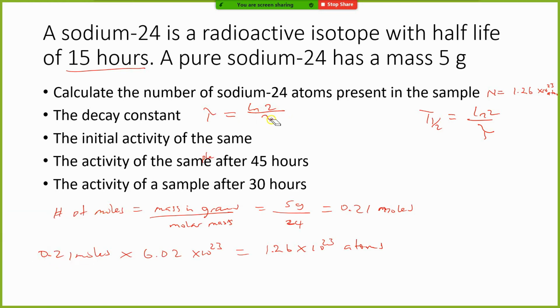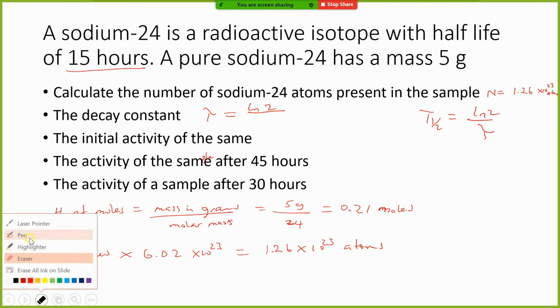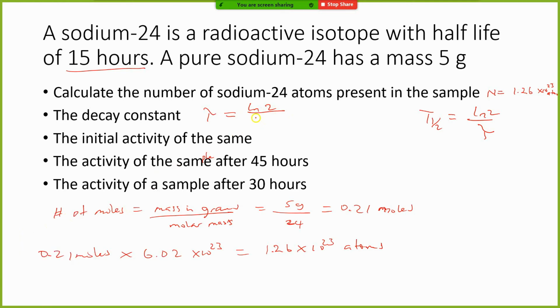And this is where it gets important for us, right? We have to convert the time that is given. So if the time is not given in seconds, whether it's hours, days or years, we have to convert it into seconds, because the decay constant has a unit of per second, right? So we have to maintain those parameters for the most part, right?